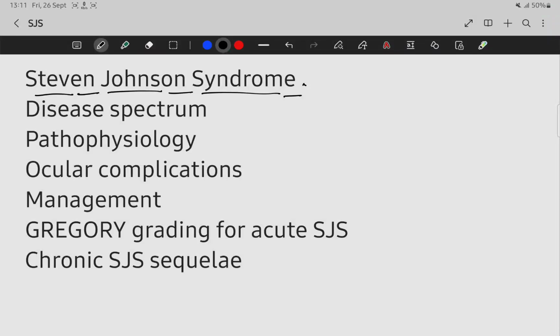Hi friends, in today's class we will discuss Stevens-Johnson syndrome and its ocular complications. So the disease spectrum, pathophysiology, complications, management, Gregory grading and the sequelae of SJS. So coming to what is SJS, it is an ocular surface disorder.